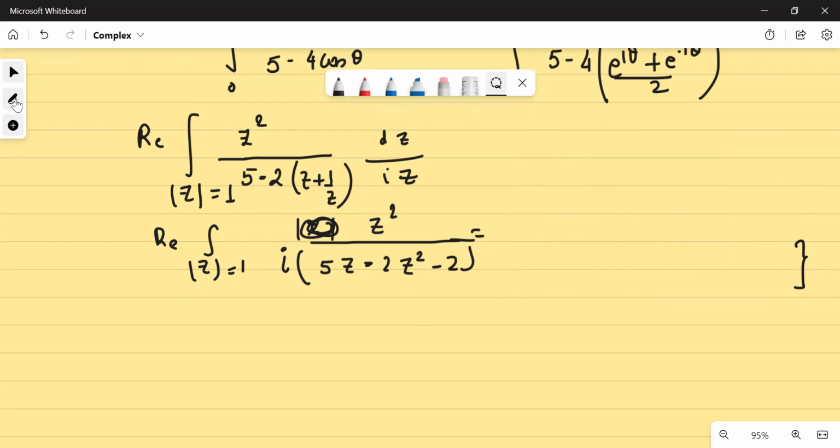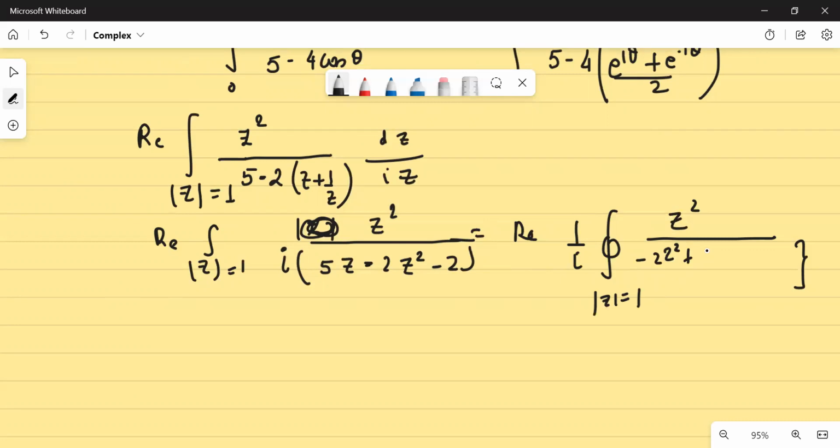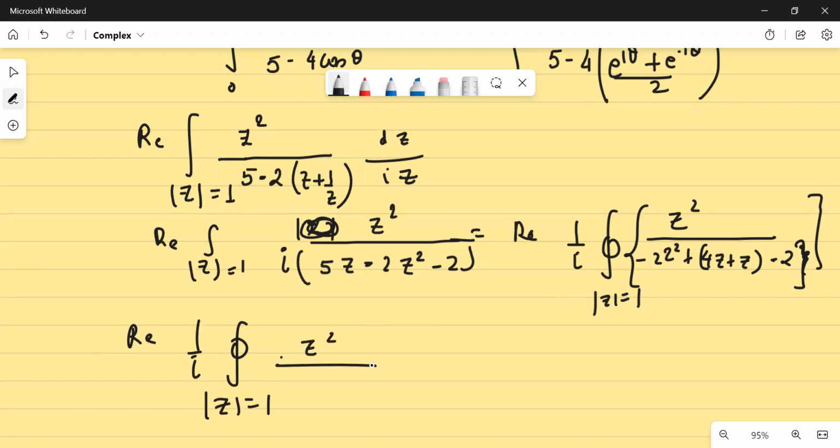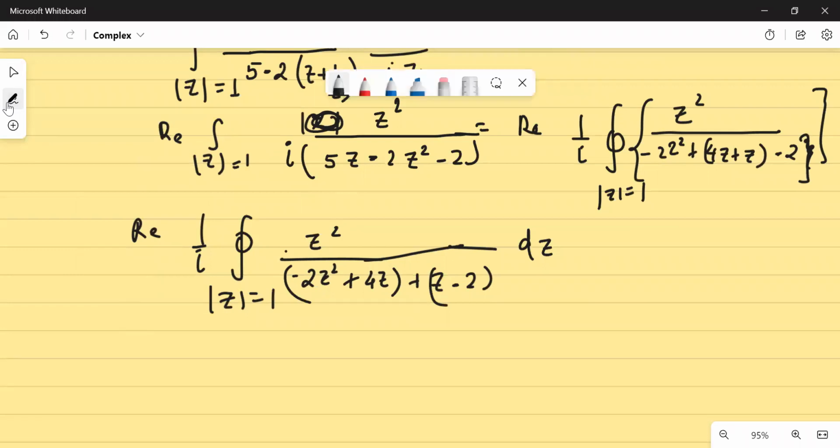So it is clearly visible, we write the roots here as the real part of, otherwise time will fall short. The real part of 1 upon iota, I think mod z equals 1, of z square upon minus 2z square plus 5z, write it as 4z plus z, and here minus 2. Okay, so this will come out as the real part of 1 upon iota over modulus of z equals 1 of z square upon, I think you can write, minus 2z square plus 4z plus z minus 2, dz. Now what can we take common out? 1 upon iota is there, mod z equal to 1 is there.